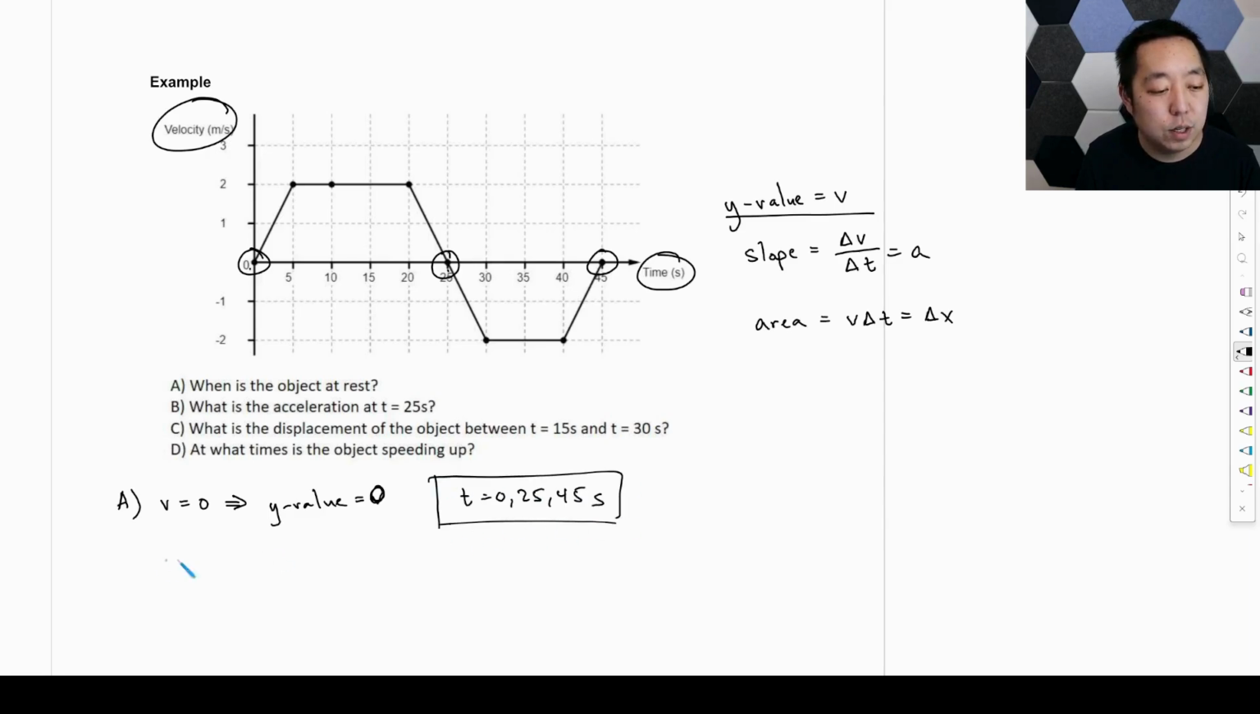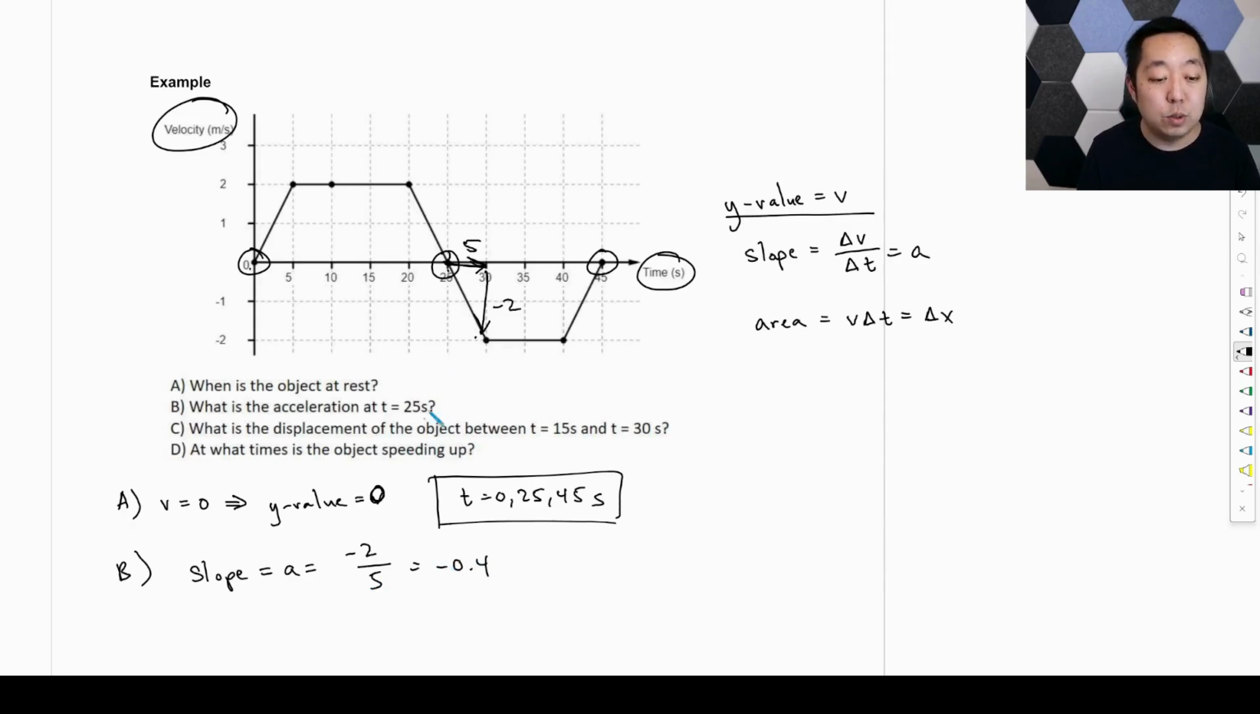Okay, so B: what is the acceleration at t equals 25? Well, the acceleration is based on the slope. So at t equals 25, we want to look at the slope, which equals the acceleration. Well, it's a straight line, so you can just calculate the slope. If you go from here to here, for example, you're going to go over 5, and you're going to go down 2. So it's going to be negative 2 over 5, and that's negative 0.4.